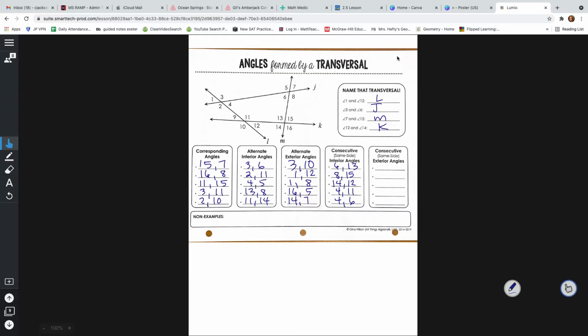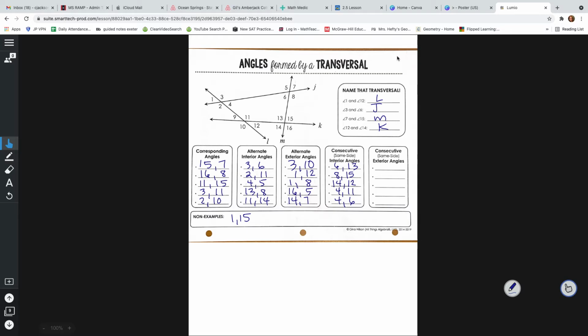Guys, you can't do anything like, I can't say 1 and 15. They're not on the same transversal, so they have nothing to do with one another. 1 and 15 would be a non-example, meaning they have nothing to do with one another. There's nothing that has a relationship.